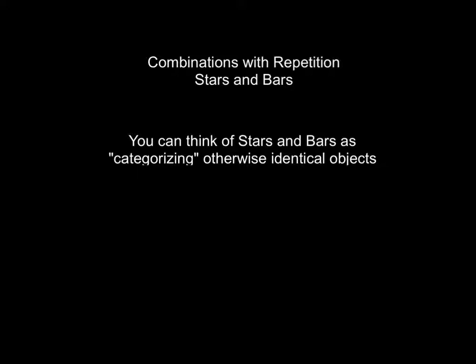Another way I like to think of combinations with repetition or stars and bars is I like to think of the stars and bars as categorizing otherwise identical objects. Essentially, you're categorizing these identical stars. In the last example, these stars represented orders, and the reason why they were considered identical objects is because each order didn't belong to anybody. They're just some person's order. And then you're sorting these into these categories.